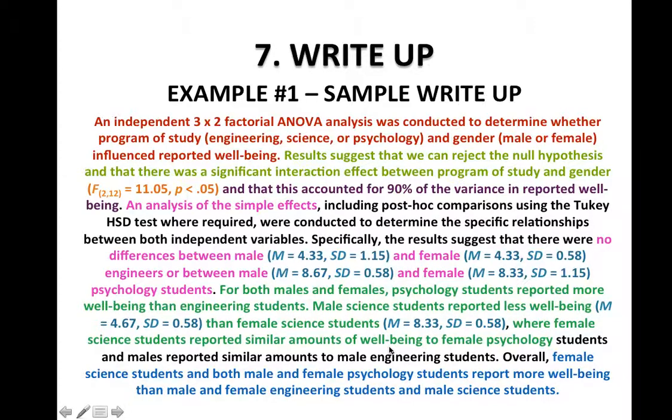You can word this however you want, but the important thing is that all of the group means are present, and that you talk about the 5 different simple effects that we looked at. You need to mention where there were non-significant simple effects and where the significant ones were, and since there were 6 cells, we need to have 6 different means and standard deviations in our conclusion. And then just a statement about the results. You can say female science students and both male and female psychology students reported more well-being than male and female engineering students and male science students. So that's the general conclusion.